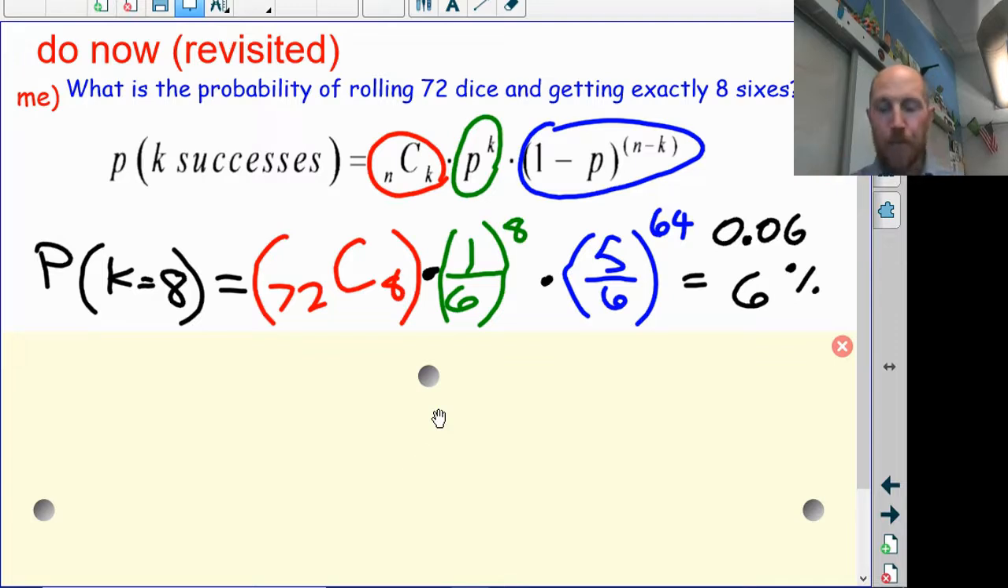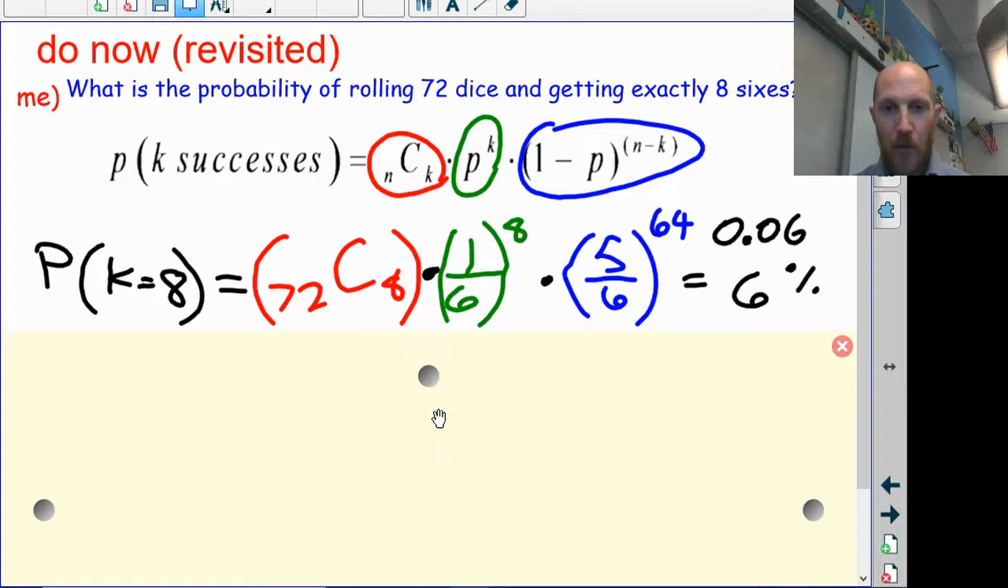Okay, then in blue, 5/6. That's the probability of losing. Okay, the only way you win is by rolling a 6. All the other sides lose. 5/6 is the probability I'm going to get one of those other numbers. Okay, and then in blue, the exponent is the number of times I lose. So out of the 72 total attempts, 8 were wins, subtract 72 minus 8, whatever is left, that's the number of times I'm going to lose, right?